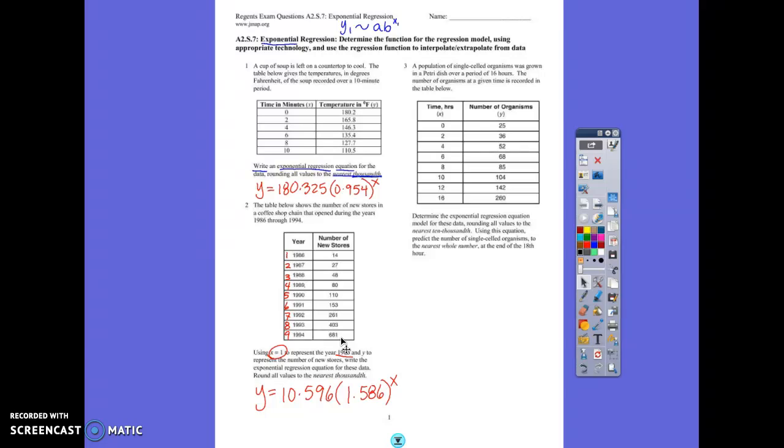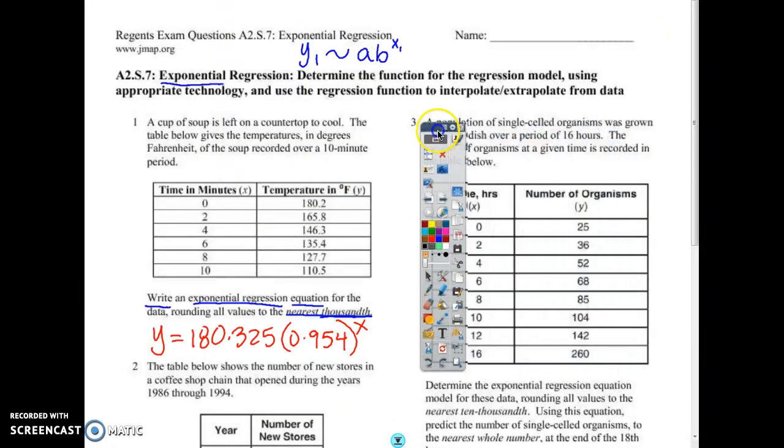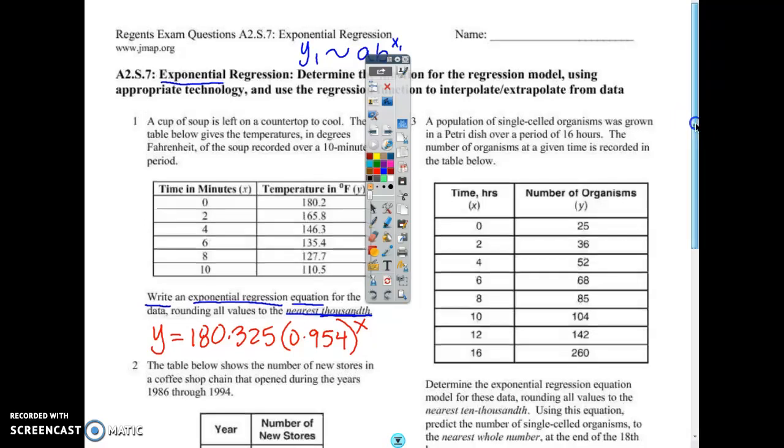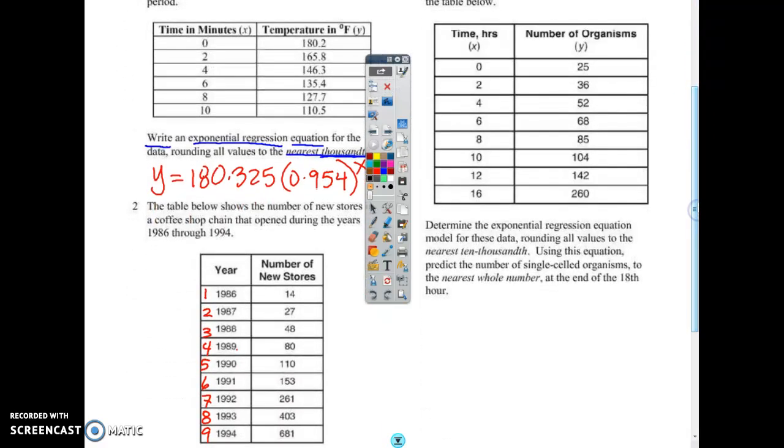Let's look at problem number 3. Because problem number 3 is not only asking us for the equation, it's also asking us to go find a number. It's asking us to go find the 18th hour, right? Right now we're at 16, so we need to go find the 18th hour. So first we're going to find the equation, and then we're going to use the equation to figure out how much it would be at 18.